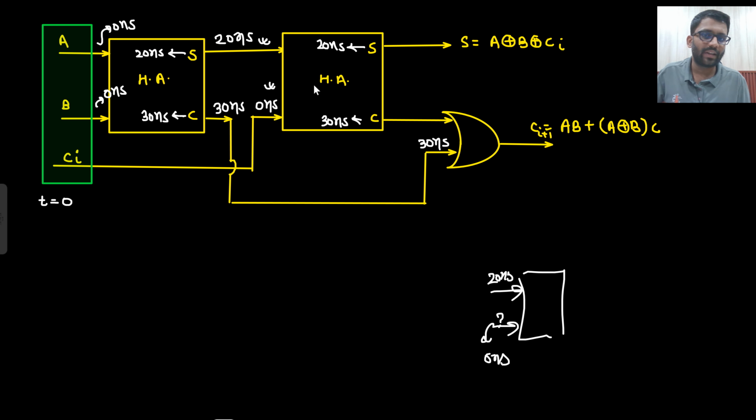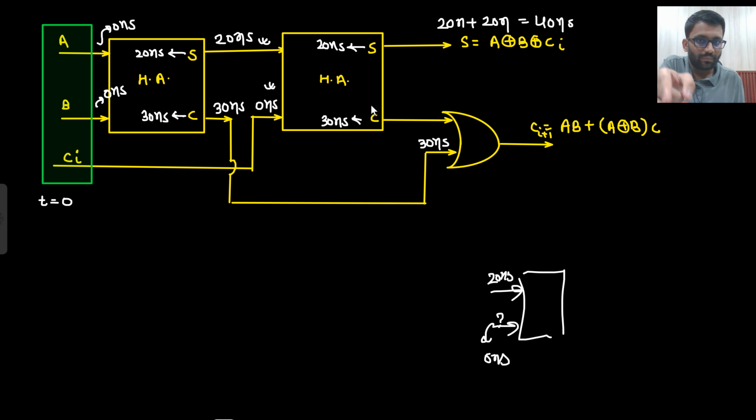So if both came together and both are going to output, how much time will they take? 20 nanosecond more. So this sum will be stable after 40 nanosecond. Say yes or no. Understood? Now this is 0 nanosecond. This was stable at 0 nanosecond, right?